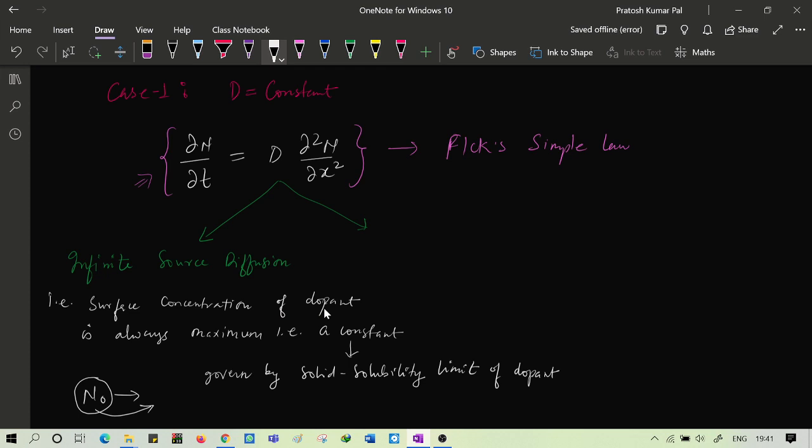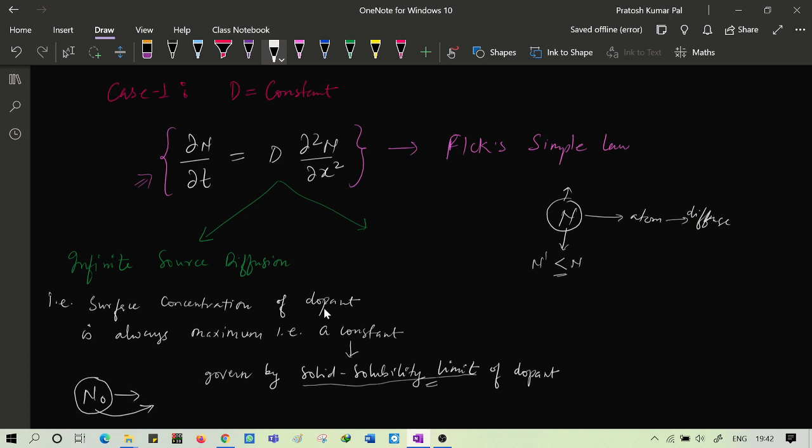In practice, if it is not an infinite source diffusion, suppose it has concentration N. After some time some atoms diffuse, and then this N value will decrease to a value less than N. That means the new value, N dash, will be less than N. But in the case of infinite source diffusion, the source of dopant atoms will always have the highest value, N0, and this N0 is the highest concentration possible, given by the solid solubility limit.